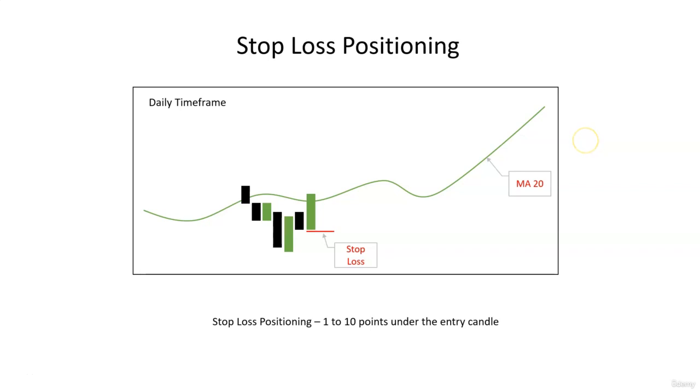In this video we will discuss stop loss positioning. In the last video I showed you the buy signal: the moment when a bullish candle closes above the moving average, we have a buy signal. That's the moment when you are going to position a buy order, and the first thing you have to do after you position the buy order is to position your stop loss.